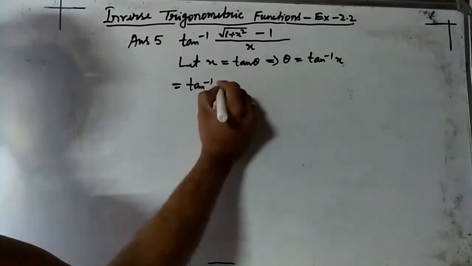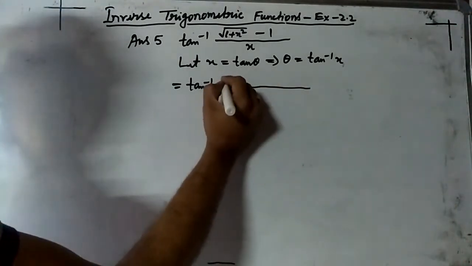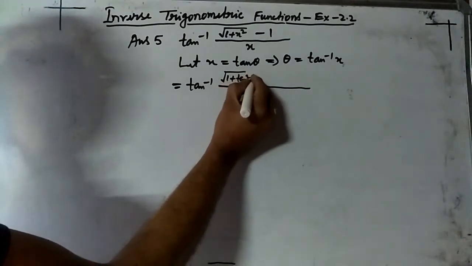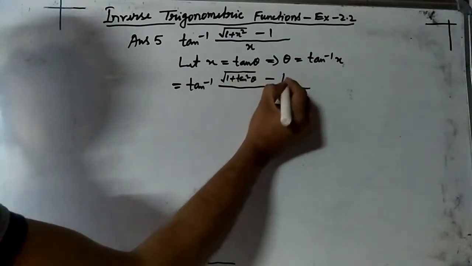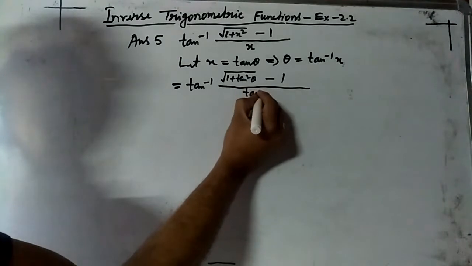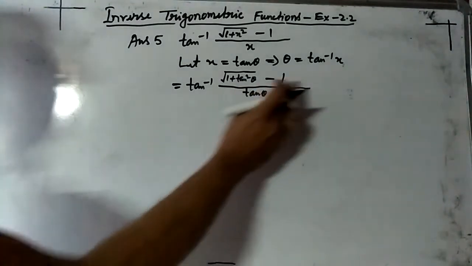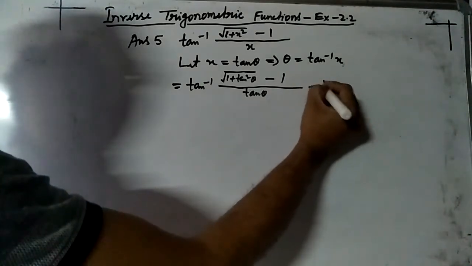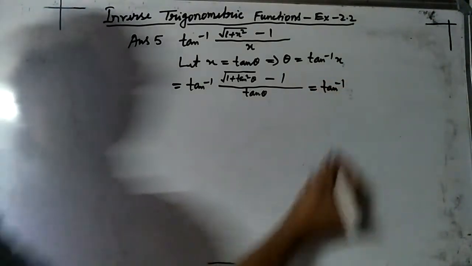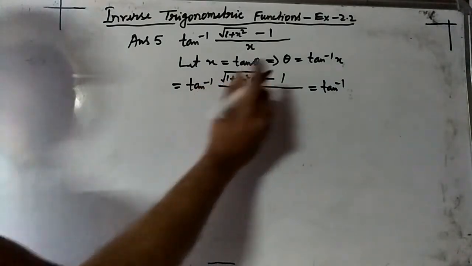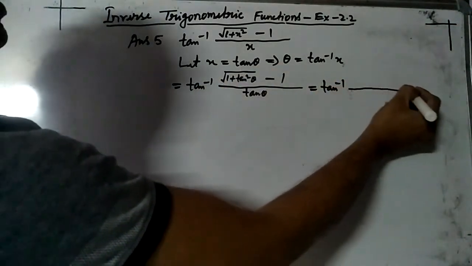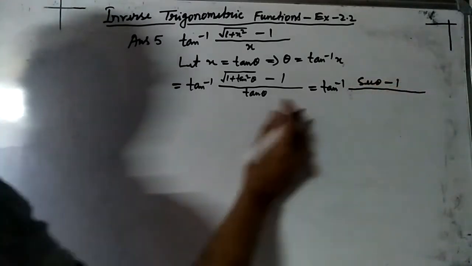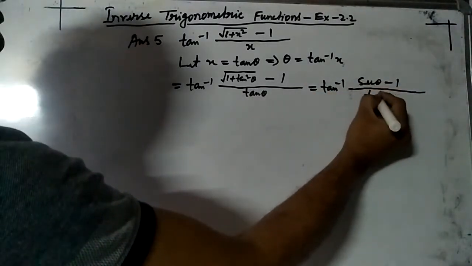Tan inverse of root over 1 plus tan square theta minus 1 upon tan theta, right? Okay, understood? Equals tan inverse of root over 1 plus tan square theta, formula is sec theta, minus 1 upon tan theta.